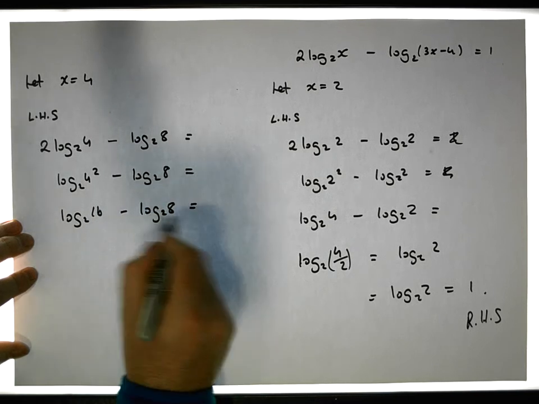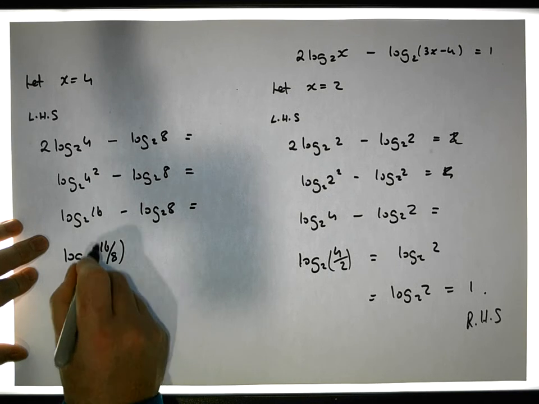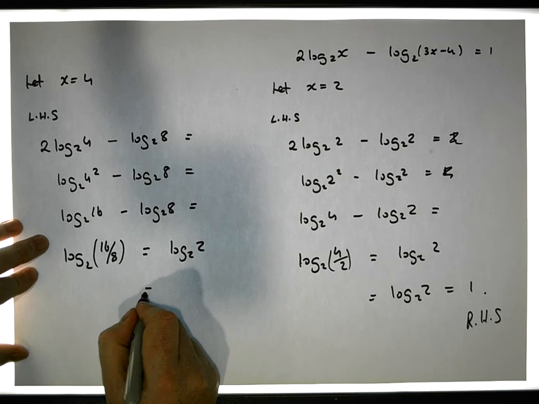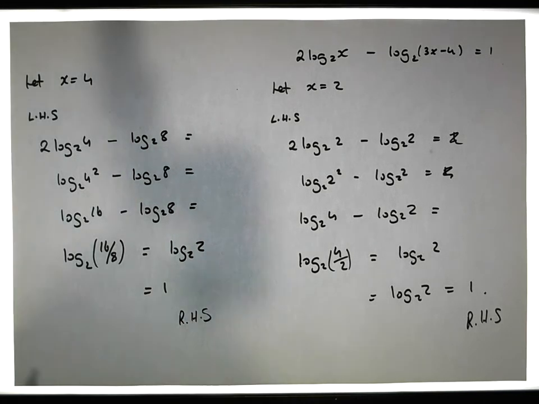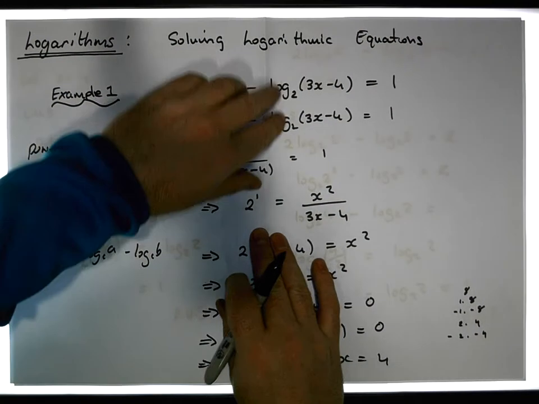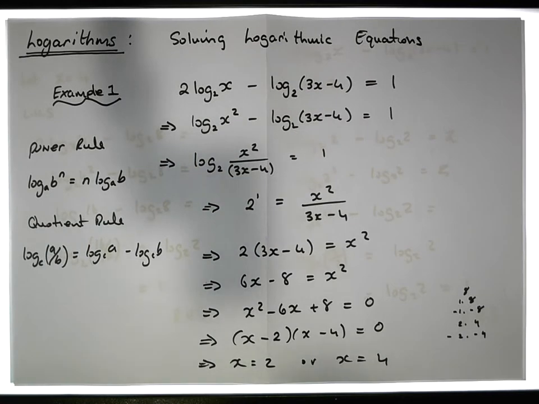Once again, this is a quotient. This gives us log of 16 over 8 to the base 2, which is log of 2 to the base 2, which is equal to 1 as required, the right hand side. So we can see that the solutions we found earlier are solutions to this logarithmic equation.